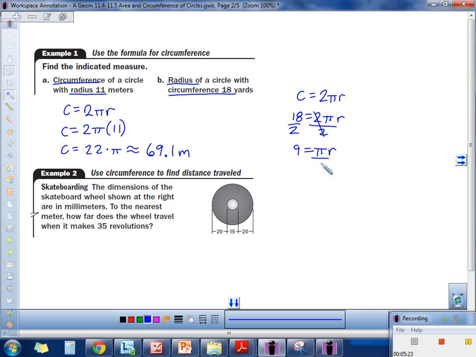Divide by pi, yeah. So in your calculator, you can type in 9 divided by pi and give me that answer to the nearest tenth. 2.9. And units are yards.